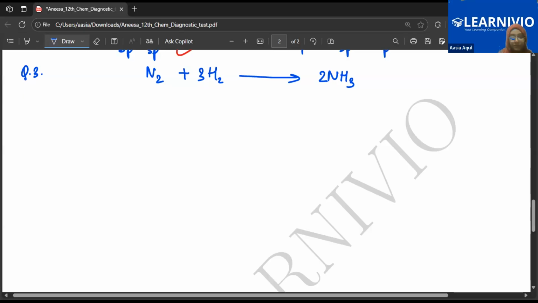Now, according to the balanced chemical equation, can we say that 1 mole of nitrogen reacts with 3 moles of hydrogen to give or to produce 2 moles of ammonia, right? So you can calculate the weight also. See, so one nitrogen का weight क्या आता?